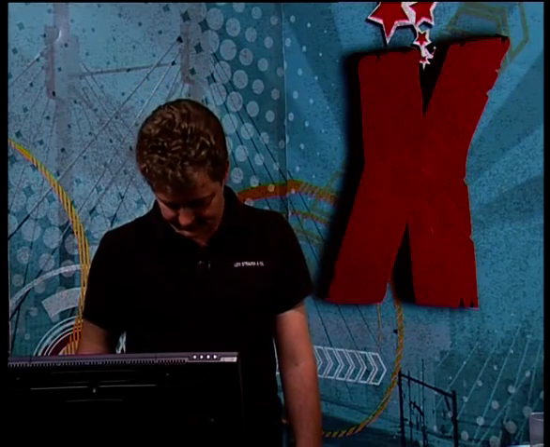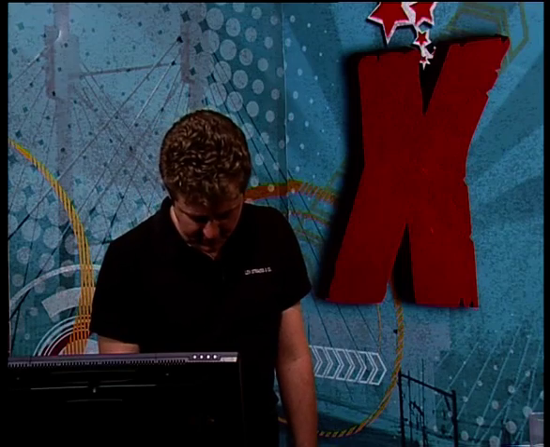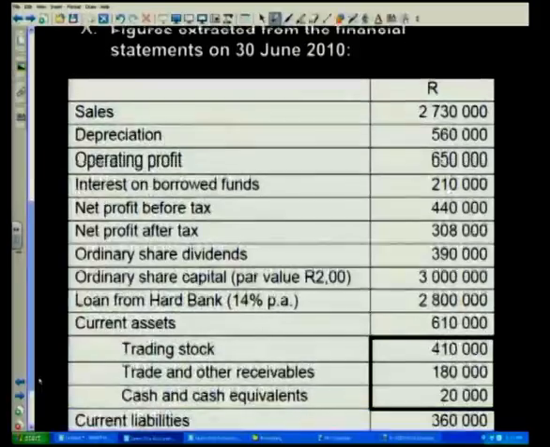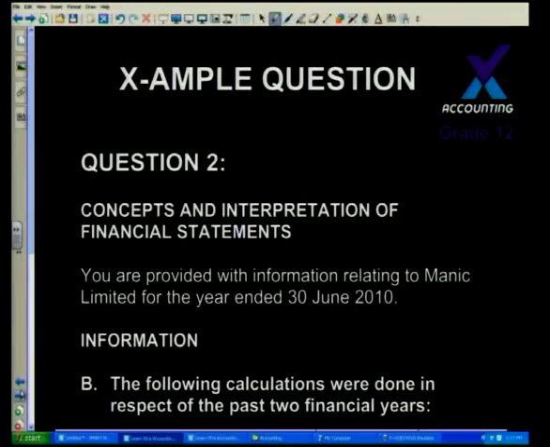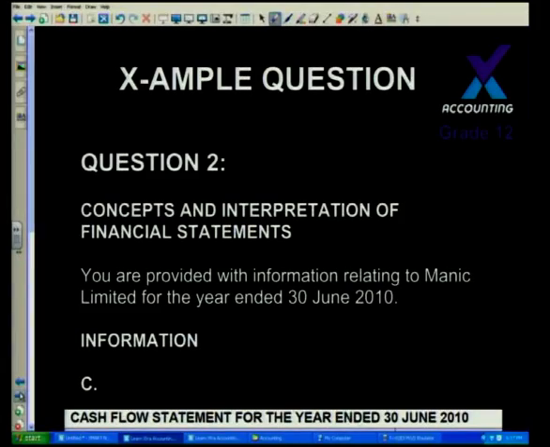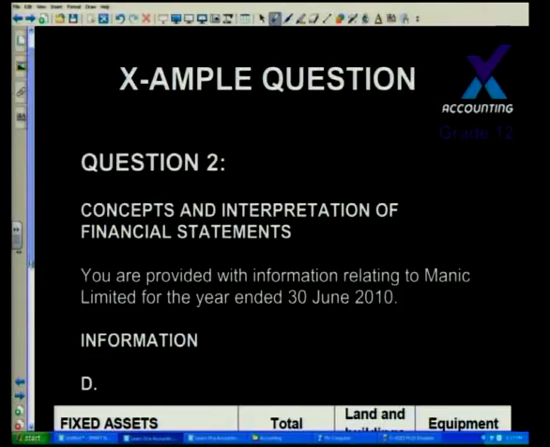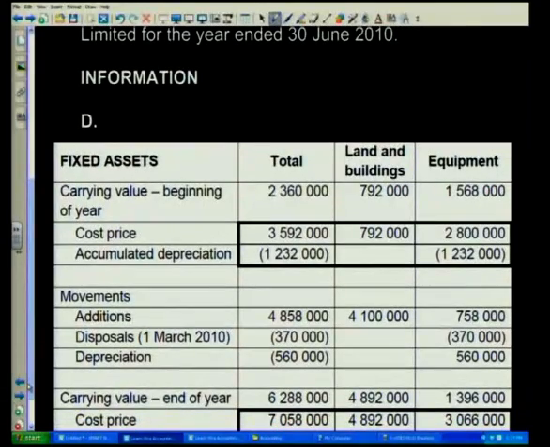So once again, we're going to follow those 5 steps that you should by now know very, very well. Let's have a look at the information that we've been given. They've asked us to look at information point D, so we can skip A and B and C for now. So information point D is the note on fixed assets, and we are going to deal with a disposal.